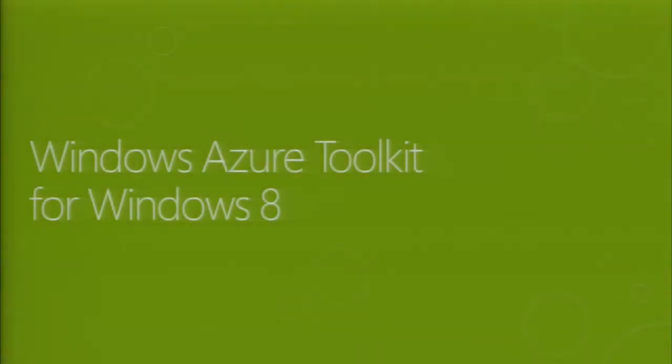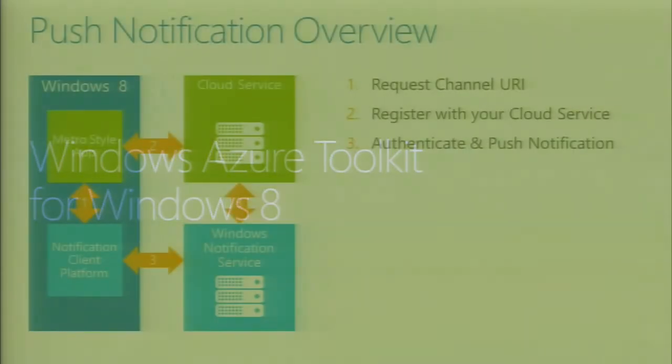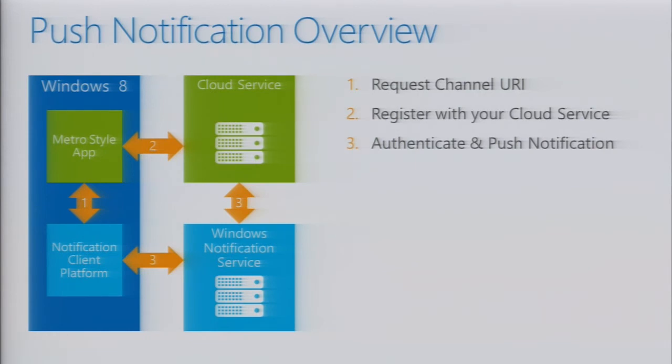So in terms of building a service, we talked about what a service does. It has to request channels, it's got to register at the cloud service, it's got to authenticate. This is something you can build on your own. If you already have a standing service, you can integrate this into your service. If you don't, I want to show you the Windows Azure Toolkit, which is a standalone solution that's already prepackaged that you can use to get a cloud service up and running relatively quickly.